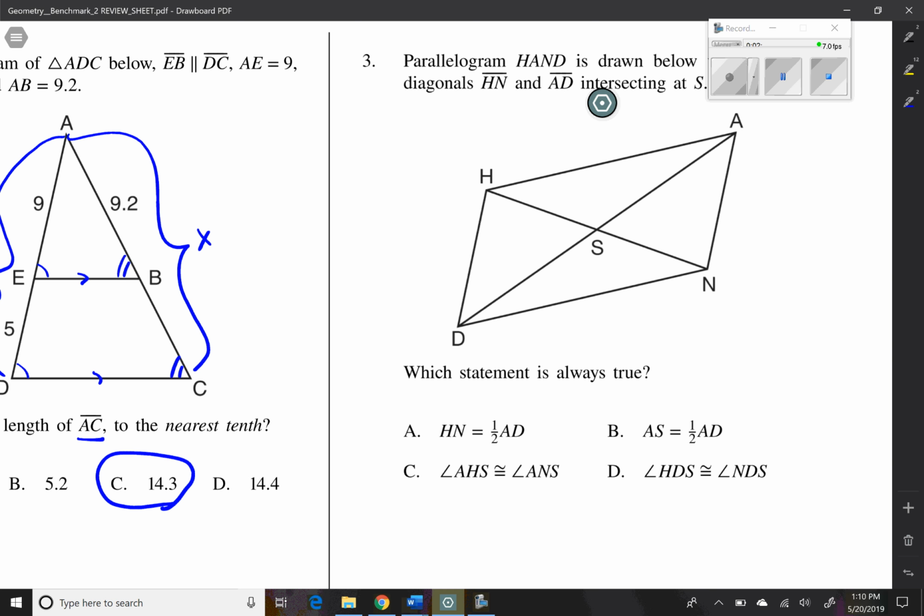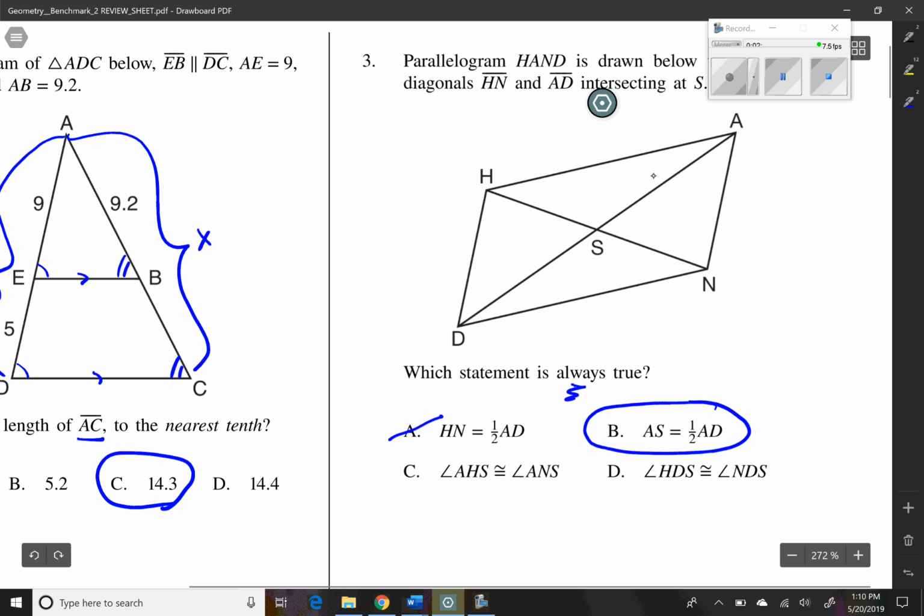For number 3, it says, which statement is always true? So since this is a parallelogram, it says HN is equal to half of AD. That will not always be true, right? This one diagonal is not always going to be half of the length of the other. Sometimes it might be true, but it won't always be true. B says AS is equal to half of AD. That is always true.